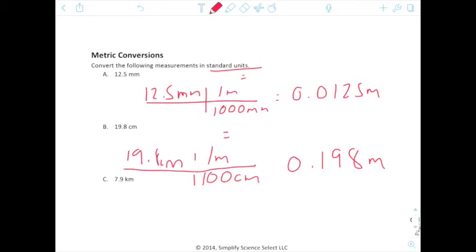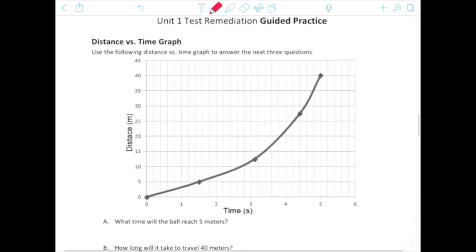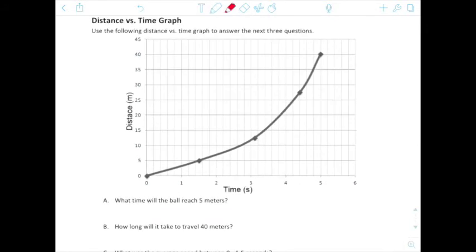7.9 kilometers, and for this one, 1,000 meters are in 1 kilometer. So we have 7.9 kilometers, and we put kilometers on the bottom, meters on the top. And we're multiplying by 1,000 here, so we have 7,900 meters.